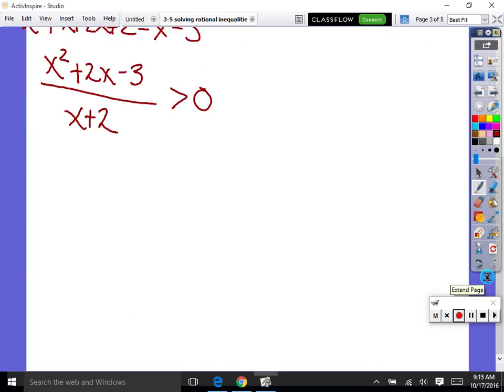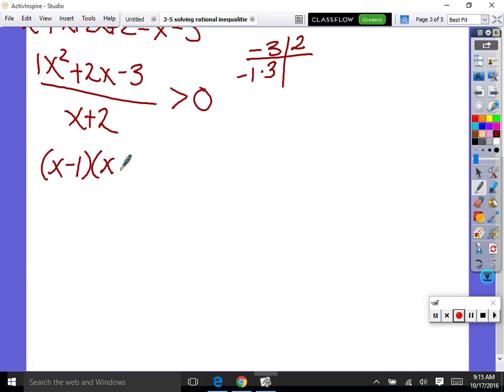So let's factor out the top. What multiplies to be negative 3 and adds up to be 2? 1 times 3, negative 1, positive 3. I can quick factor because my a value is positive 1. So the top factor is x minus 1 times x plus 3. And on the bottom, we have x plus 2. And we want to know when that function is greater than 0. Everybody feeling good? So we're going to test, yes?